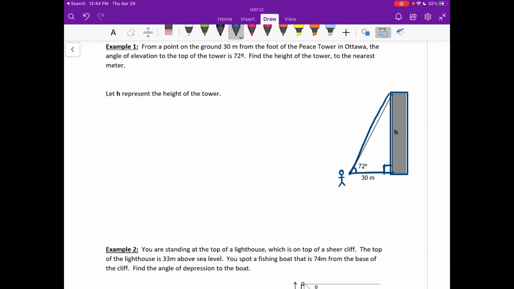I know that from this angle, this is the opposite side. I know that this is the adjacent side. And I know that this is the hypotenuse.